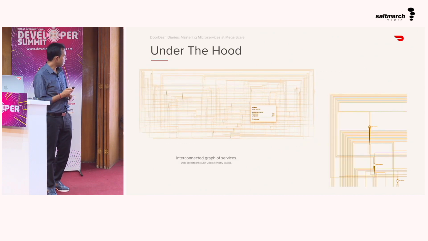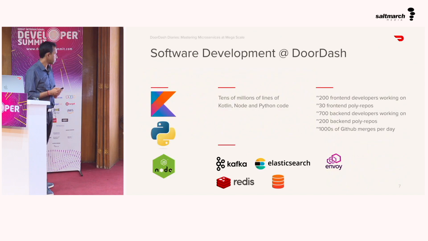What's under the hood that's driving this scale is a spaghetti of microservices and databases interconnected to make that happen. This is a graph of more than 1,000 nodes, where every node is either a microservice, a database connection, or a Kafka queue. And this is collected through OpenTelemetry tracing.